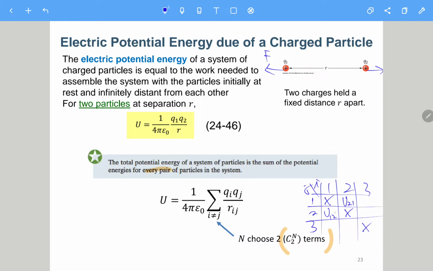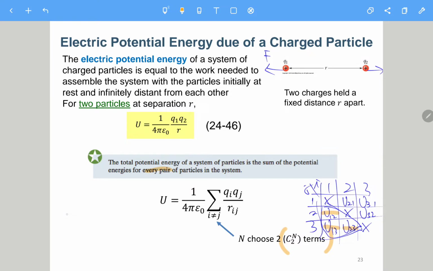So here maybe we just pick this triangle. This is our U13, U23, U31, U32. So maybe we just pick U12, U13, U23. So actually there are three items. We pick two of them, and the total combination is NC2.